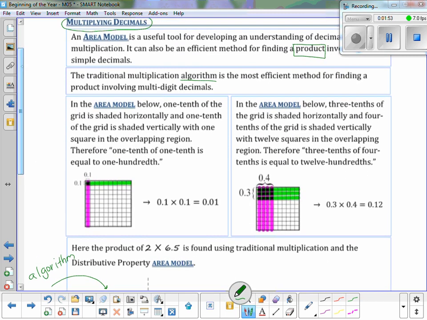Okay, so right here, we have an area model. And in the area model below, 1/10 of the grid is shaded horizontally. Okay, horizontally is the part in green. And 1/10 of the grid is shaded vertically. So vertically is the part that's in fuchsia, with 1 square in the overlapping region. I want you guys to take your pencils, and where it has this multiplication sign, I want you to draw an arrow, and I want you to write the word of.